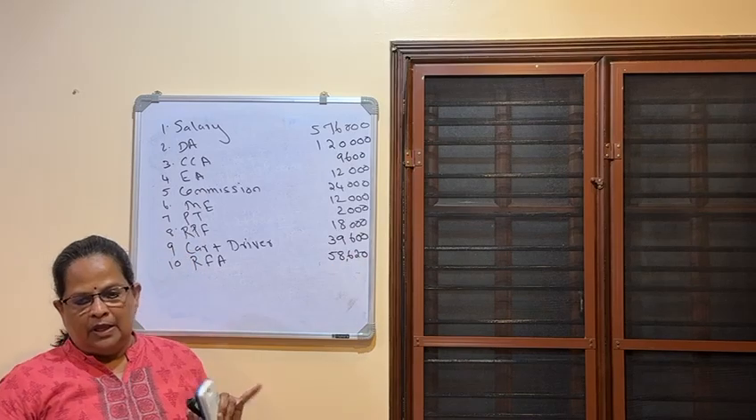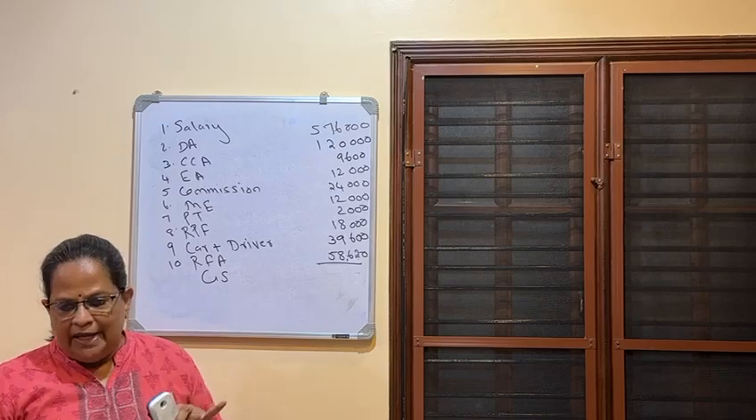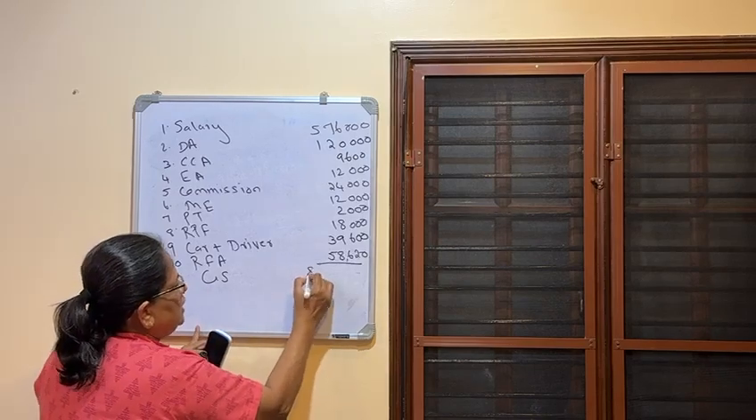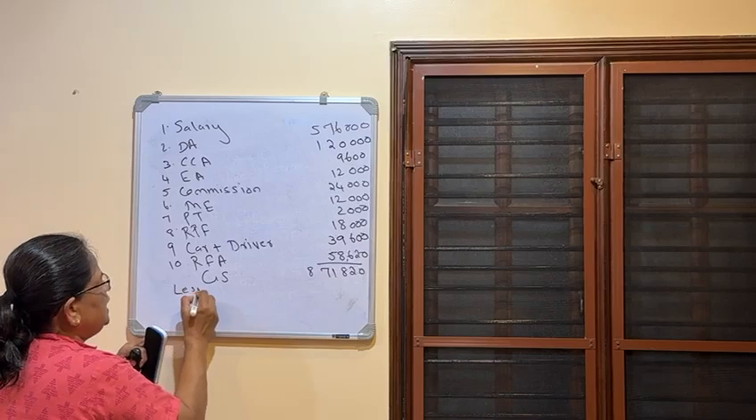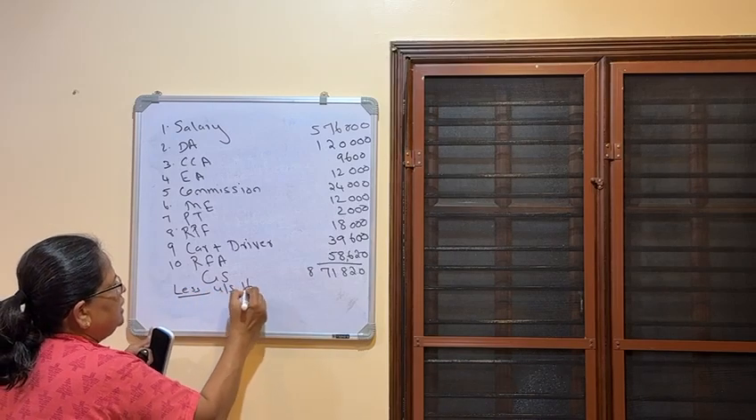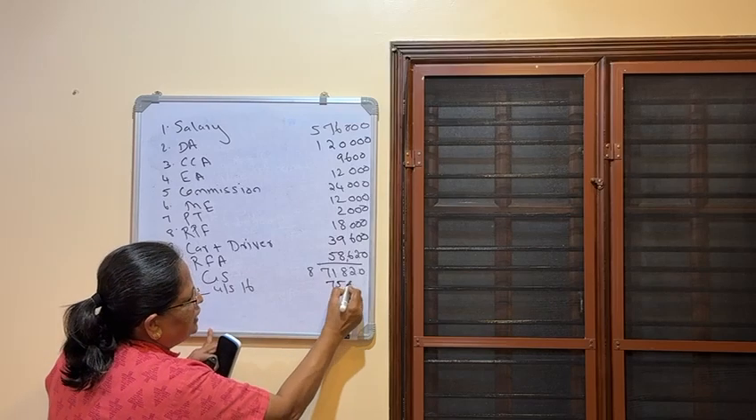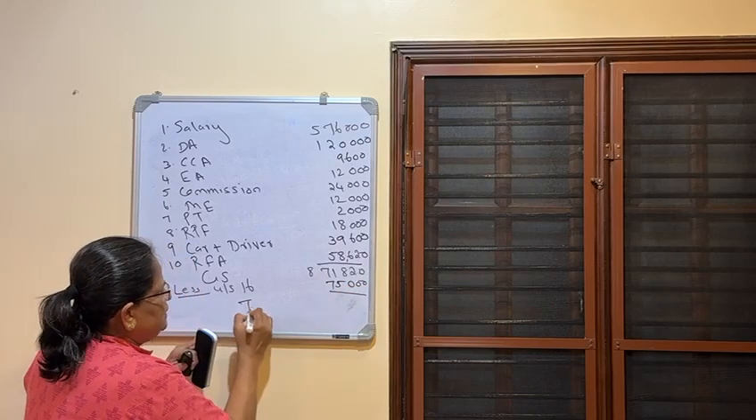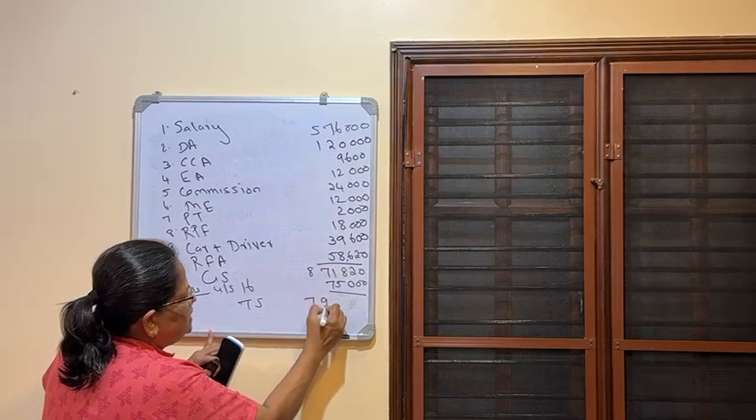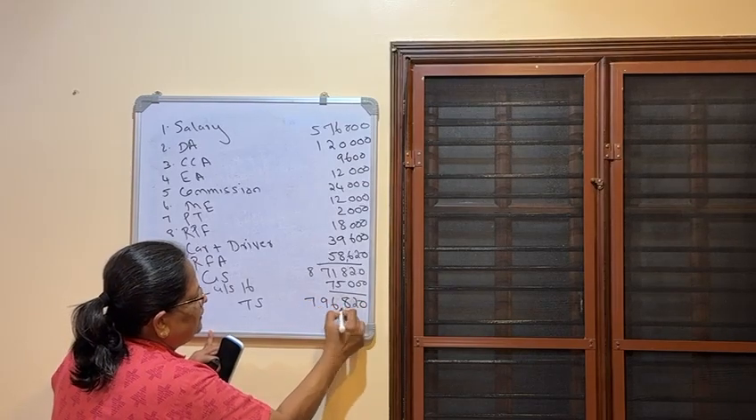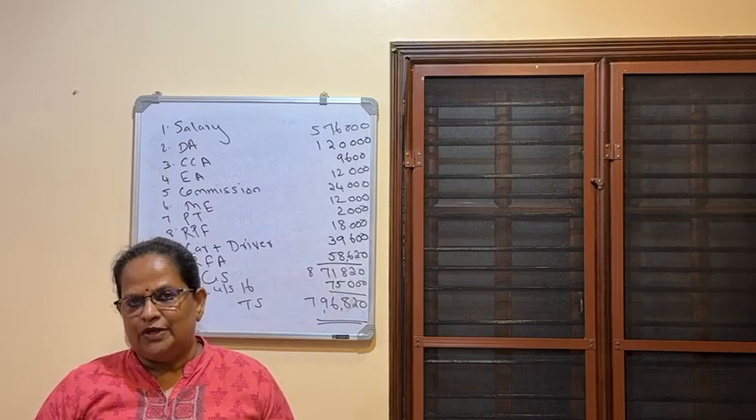Now we can take the gross salary. Gross salary value is 8,71,820. Less deduction under section 16. Under section 16, since it's the new scheme, he has opted 75,000 deduction. Now taxable salary is equal to 7,96,820. So this is the second problem I wanted to explain.